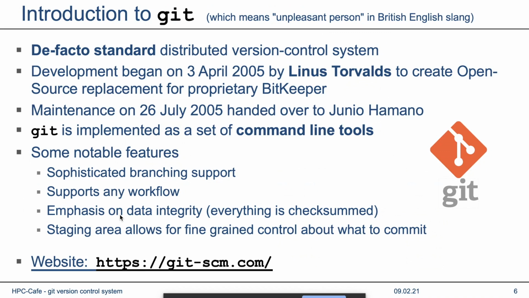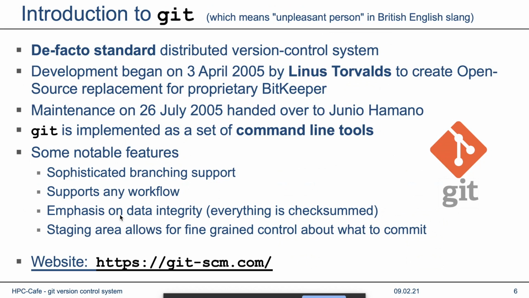So it has sophisticated branching support. It's very generic and flexible, so you can really implement any workflow you can think of with Git. It puts great emphasis on data integrity, so everything is checksummed, and it has a staging area. We will talk about that in more detail. This is a very unique feature of Git, that it uses a so-called staging area for reviewing your changes before you commit them.